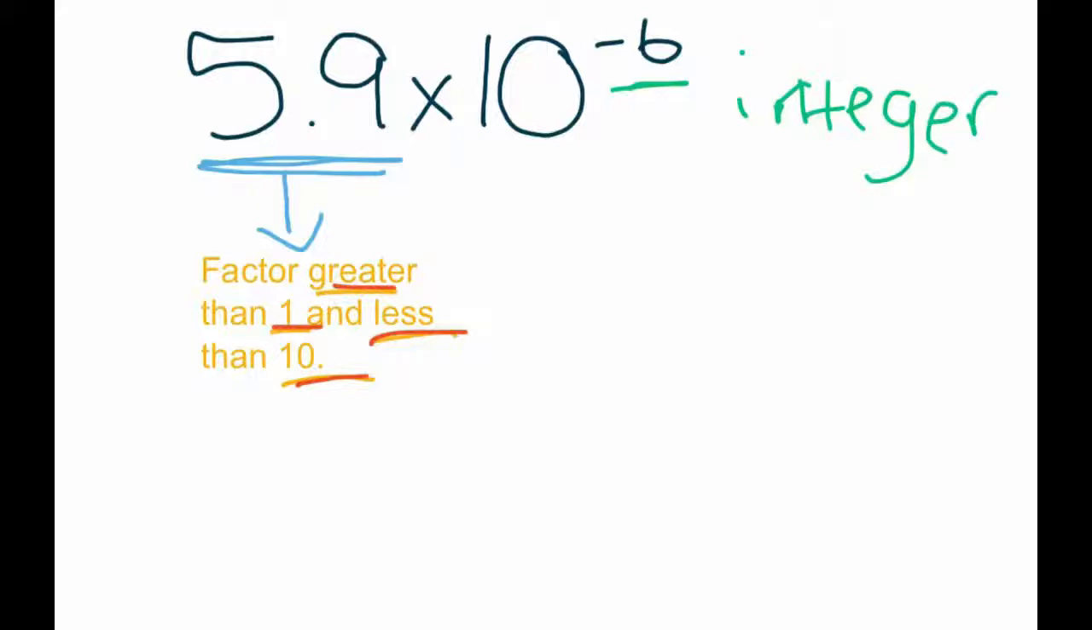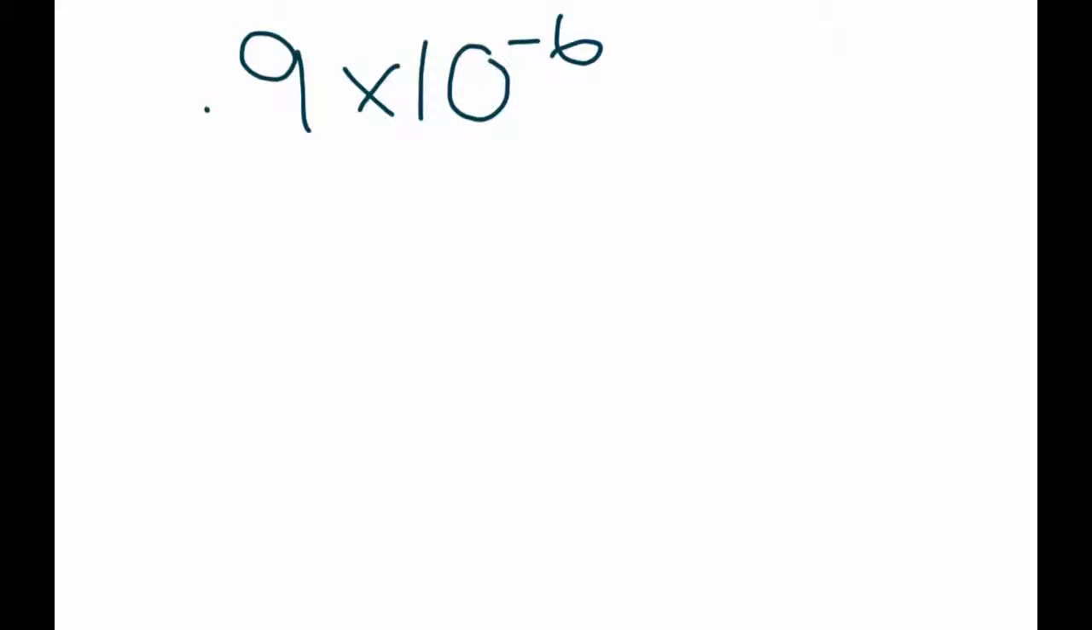Let's try another example. Here we have 0.9 times 10 to the -6 power. Here we see that 0.9 is less than 1. So this is not considered in scientific notation.